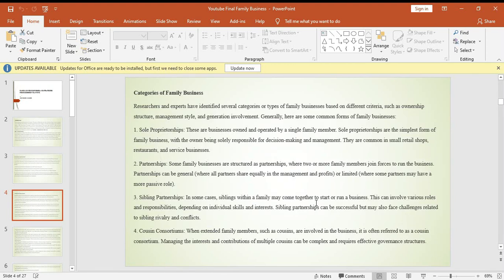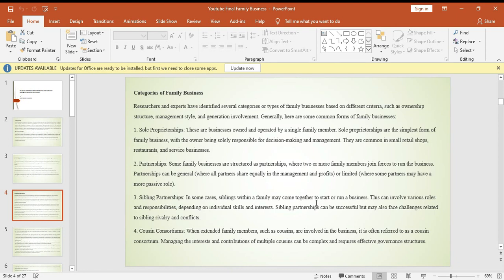Let us look at the categories of family business. Researchers and experts have identified several categories or types of family business based on different criteria, such as ownership, management style, and generation involvement. Generally, there are some common forms of family businesses.